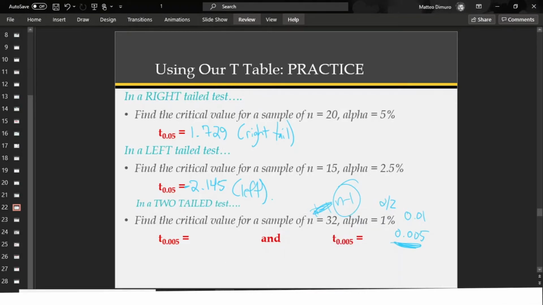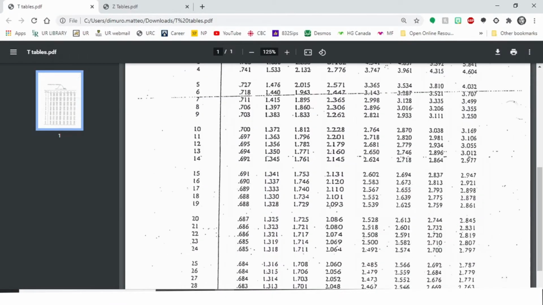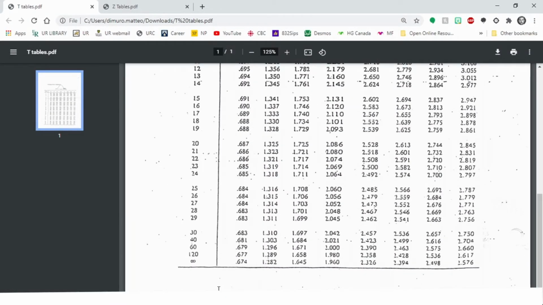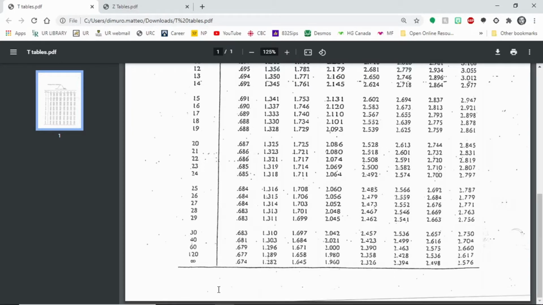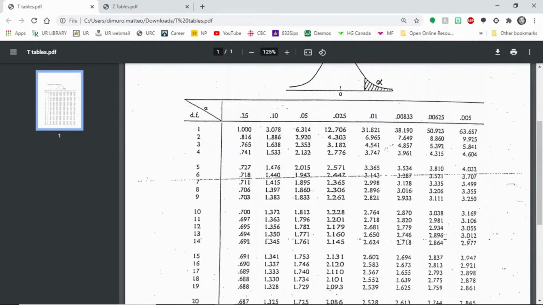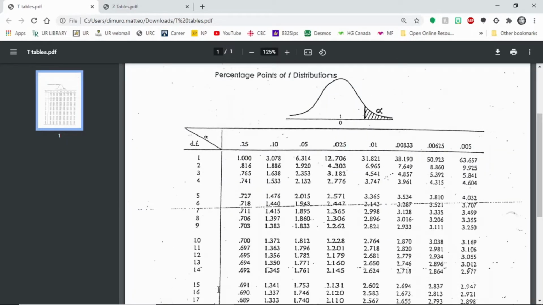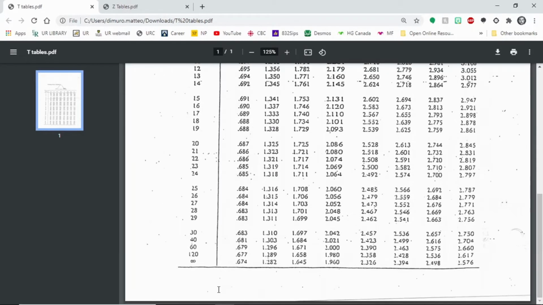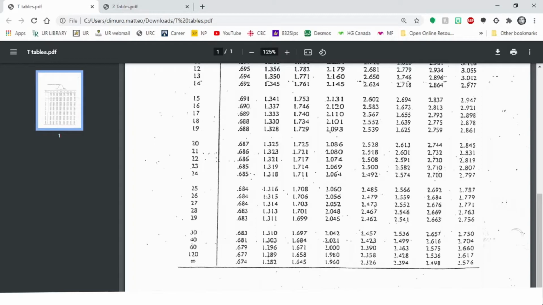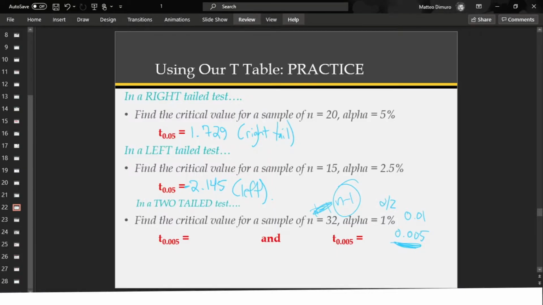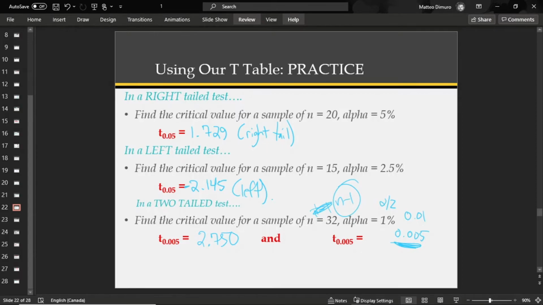Now, you're going to notice when you look at your table here, once we get to n equal 30, it starts going up by tens. So we're looking for 31. The closest we can get is 30, and we're looking for 0.005. So be careful. This is 5% here. 0.005 is all the way at the end. And we're looking for 30, so 2.750. So for the right-hand side, we would go 2.750. That's for the right-hand side. But for the left-hand side, it's going to be negative 2.750. So that's for the left.